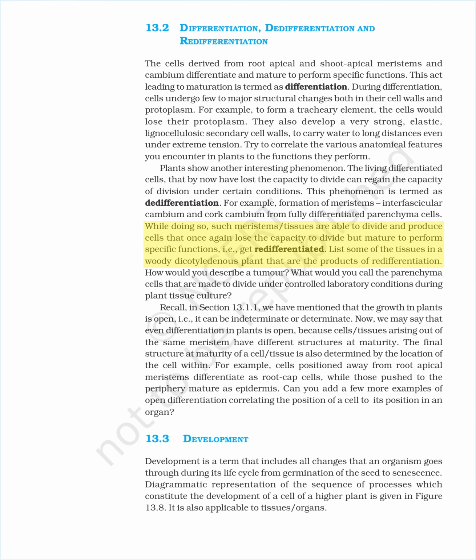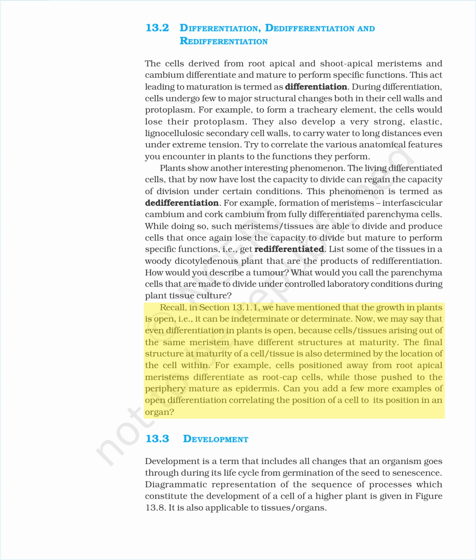While doing so, such meristems/tissues are able to divide and produce cells that once again lose the capacity to divide but mature to perform specific functions, i.e., get redifferentiated. List some of the tissues in a woody dicotyledonous plant that are the products of redifferentiation. How would you describe a tumor? What would you call the parenchyma cells that are made to divide under controlled laboratory conditions during plant tissue culture?